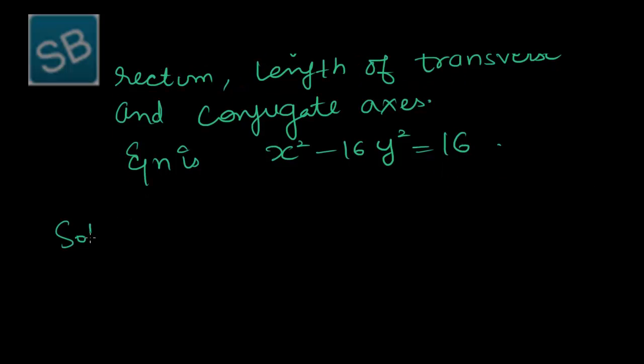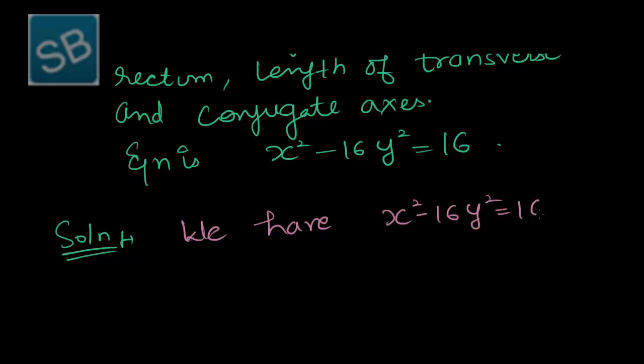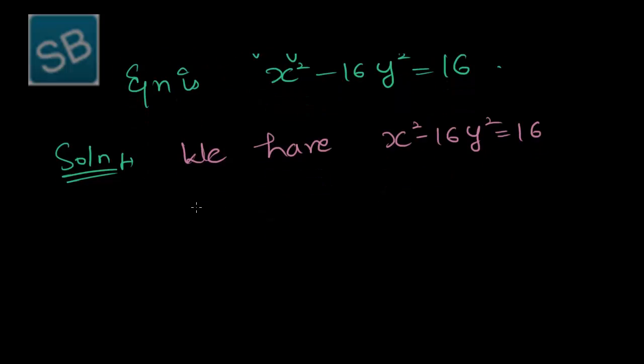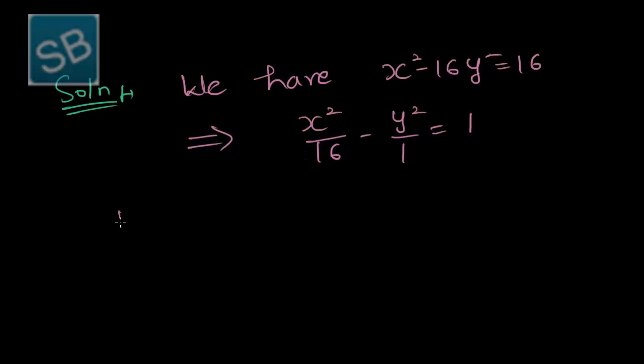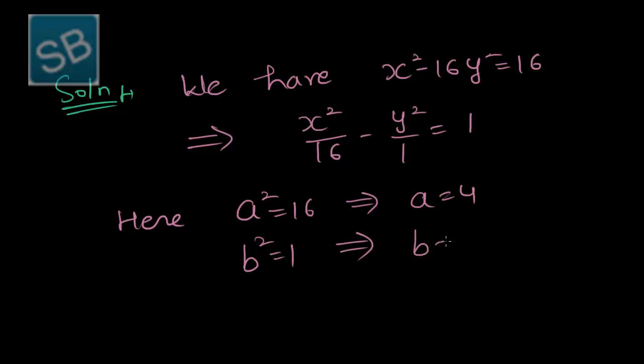Now the solution is, as we have x square minus 16y square is equal to 16. To make it in standard form, divide by 16 and we get x square over 16 minus y square over 1 is equal to 1. So here a square is equal to 16, which implies a is equal to 4, and b square is equal to 1, which implies b is equal to 1.